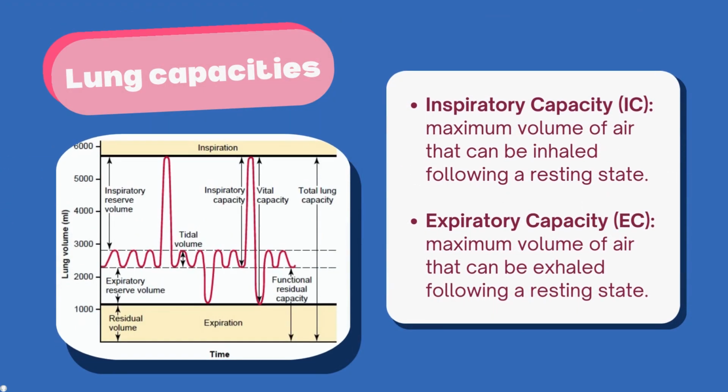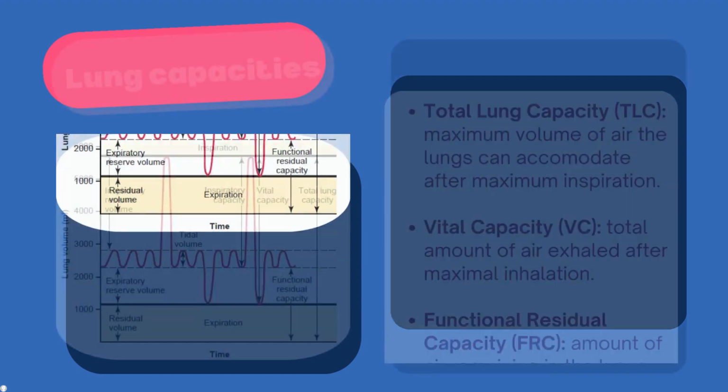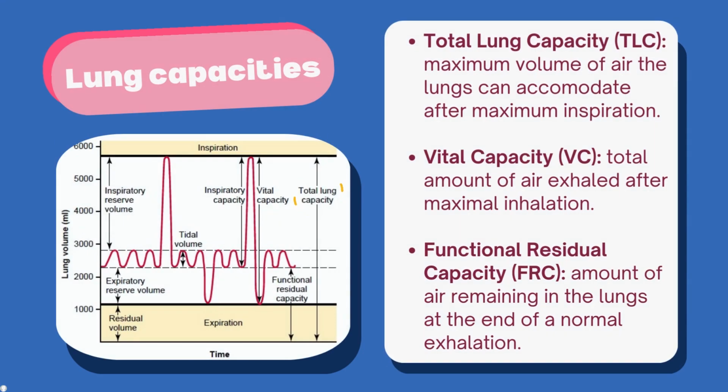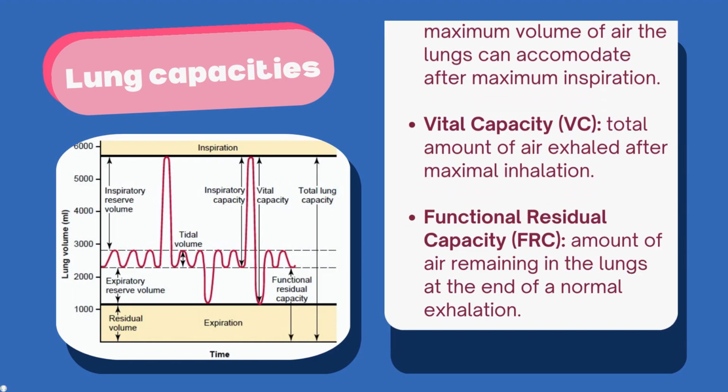On the other hand, lung capacities include inspiratory capacity, which is the maximum volume of air that can be inhaled following a resting state. Expiratory capacity, the maximum volume of air that can be exhaled following a resting state, is the result of the sum of tidal volume plus expiratory reserve volume. Total lung capacity, the maximum volume of air the lungs can accommodate after maximum inspiration. Vital capacity, the total amount of air exhaled after maximal inhalation. Functional residual capacity, the amount of air remaining in the lungs at the end of a normal exhalation.